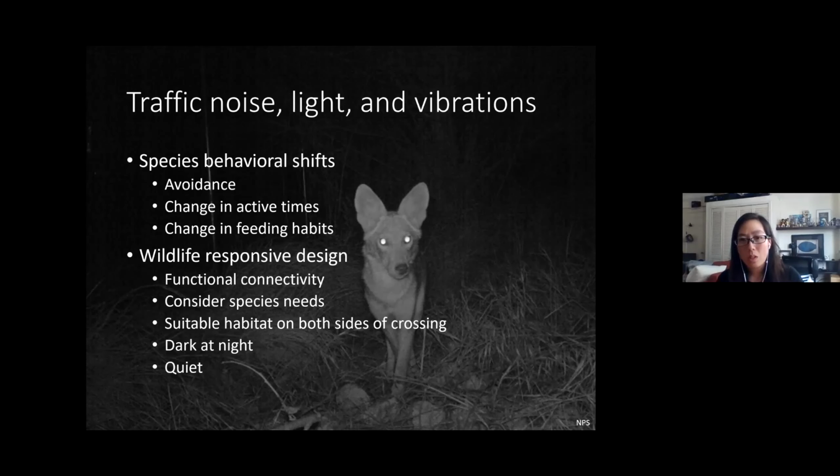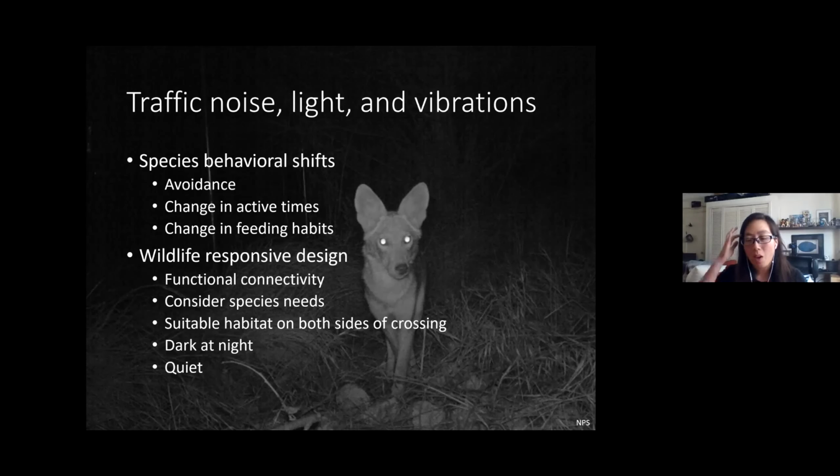And so it's really important to create these crossings and facilitate wildlife connectivity and movement by using a wildlife responsive design. That's something that really considers the species and what it needs, and these crossings also need to have suitable habitat on both sides so that the animals can see, oh, there's something over there that I might want. There are resources there that I think I'll be able to find on the other side. So they have to have motivation, I guess, and some facilitation for that movement.